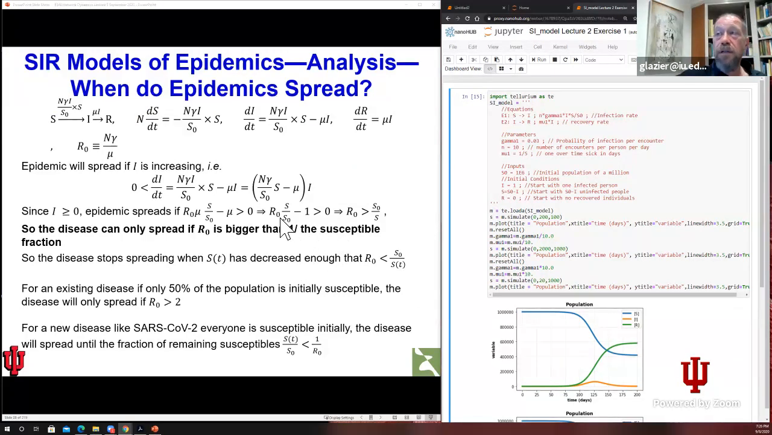So that means in particular R naught S over S naught is the fraction of people who can get infected. If R naught times S over S naught minus 1 is greater than 0, equivalently R naught is bigger than S naught over S. S naught over S is 1 over the fraction that are susceptible. So the disease will spread until the number of people who are infectable has gone down, so that 1 over the fraction of people infectable is less than R naught.